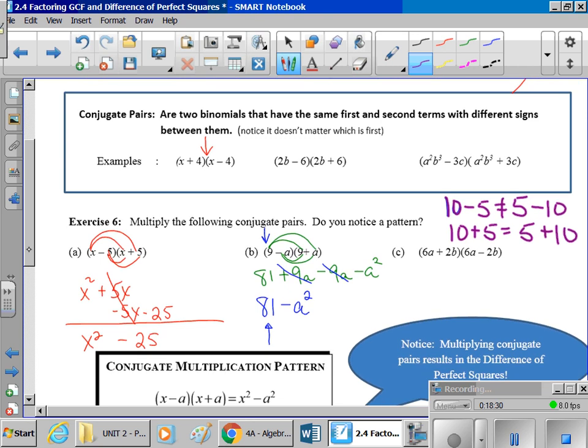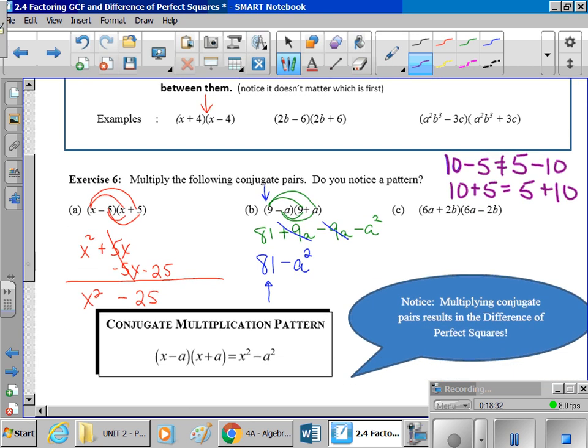Oh, C. I didn't do C. Let's do C. So this one is 6a times 6a, which is 36a squared. 6a times negative 2b is minus 12ab. 2b times 6a is positive 12ab.